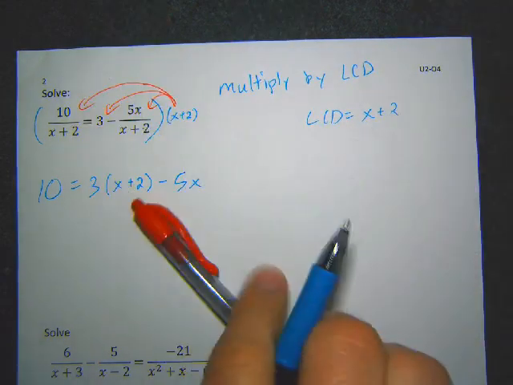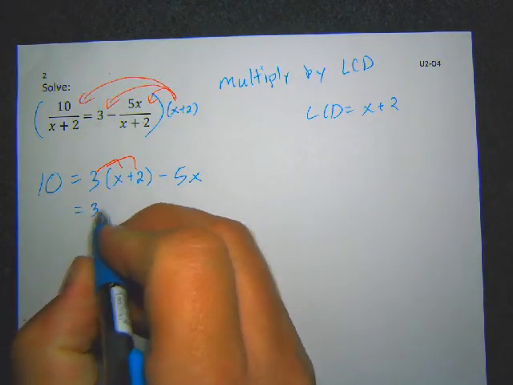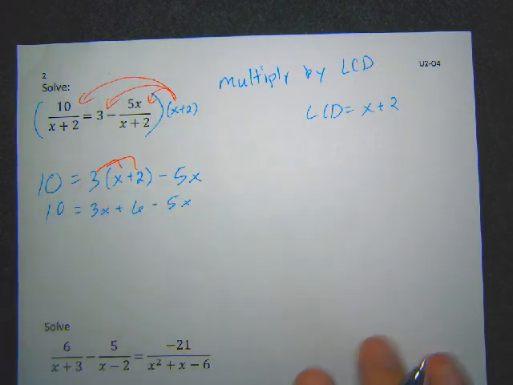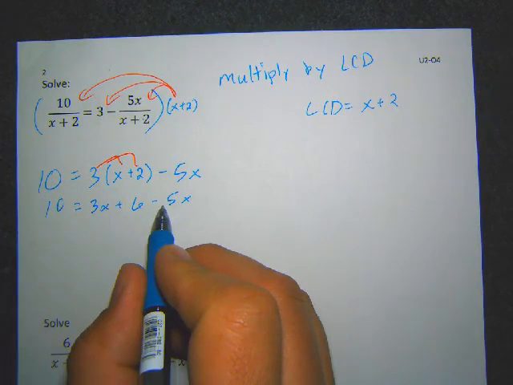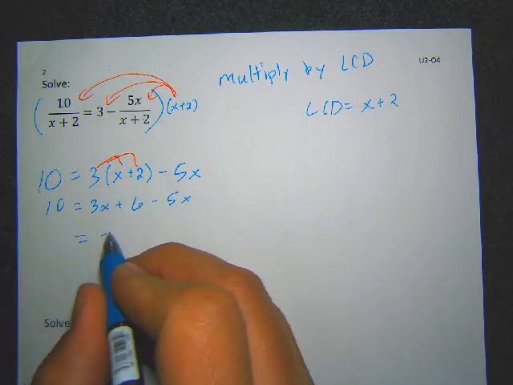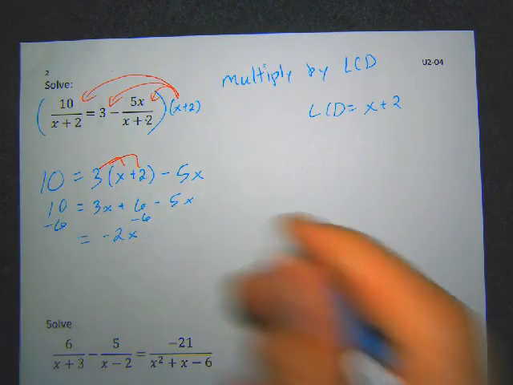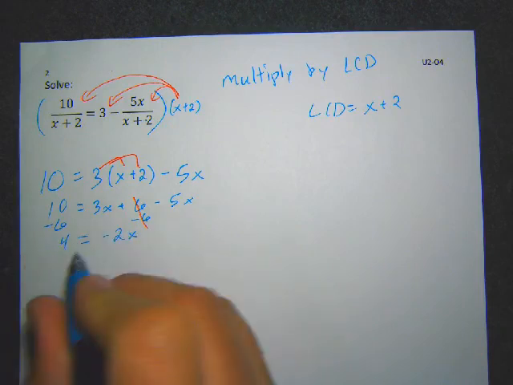I would get rid of the parentheses by distributing. I'm going to distribute like that. So 3x plus 6 minus 5x equals 10. I'm going to combine: 3x minus 5x gives me a negative 2x. I subtract 6 from both sides just to get this side so it's just x's. So I got rid of the 6 over here. So I get 10 minus 6 is 4. So I get 4 equals negative 2x.